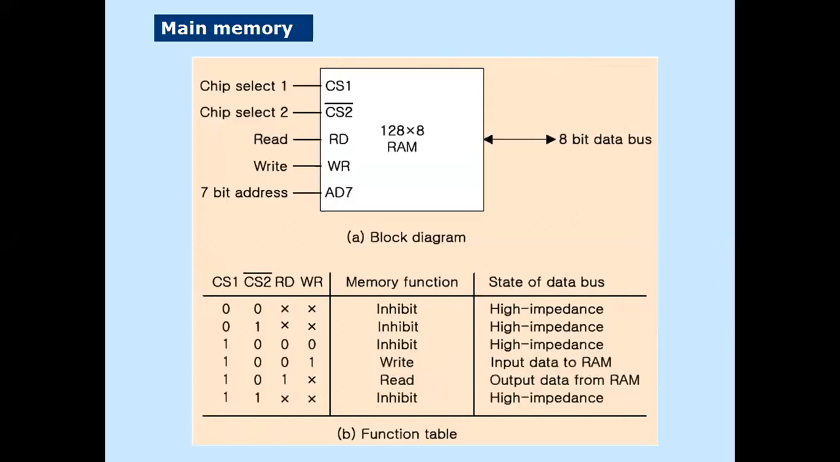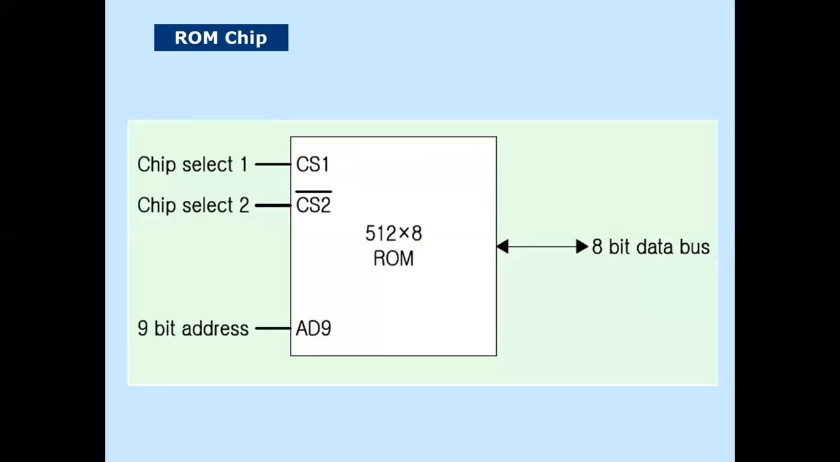Here I have the same thing, the block diagram. Are you able to see? Yes, sir. Yes, main memory is the heading. Here I have the same chip select, read and write, and the same states. The ROM also has a bidirectional data bus, two chip select signals, and the nine-bit address. When I explain the memory address map, you will get to know these things.